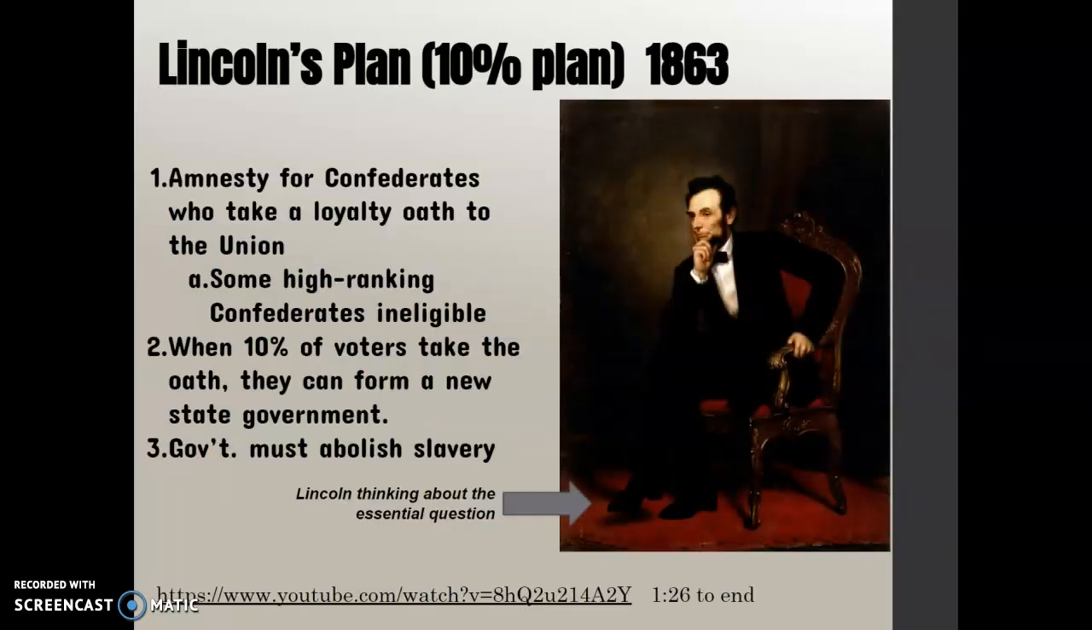All right, Lincoln's plan is often called the 10% plan, and he starts developing it in 1863. It offers amnesty for Confederates who take a loyalty oath to the Union. Some high-ranking Confederates were ineligible, like top generals and other political leaders. And when 10% of voters take the oath, they can form a new state government. But the government must abolish slavery.